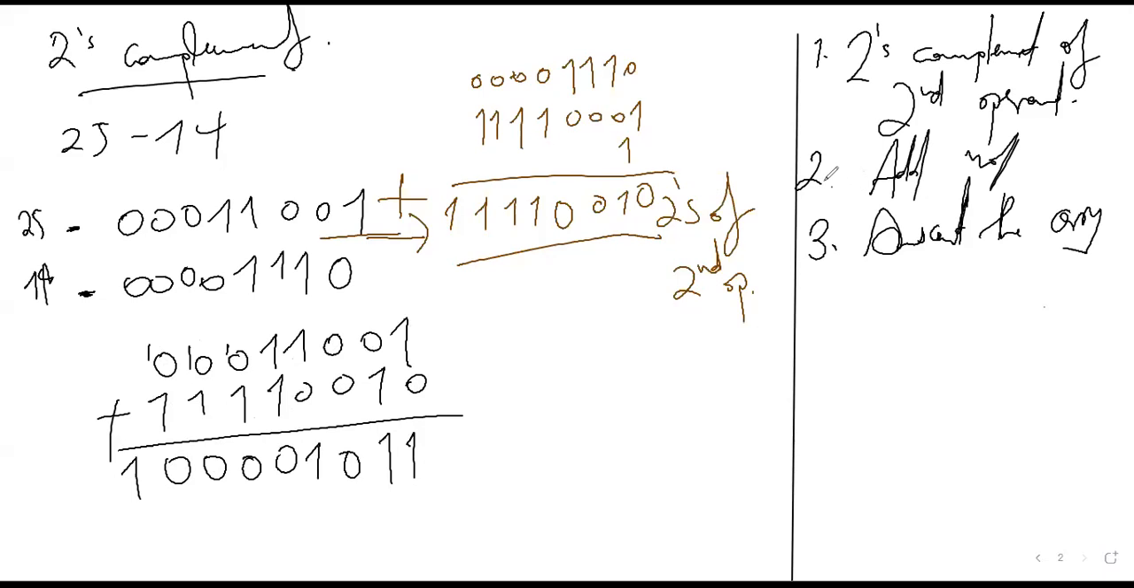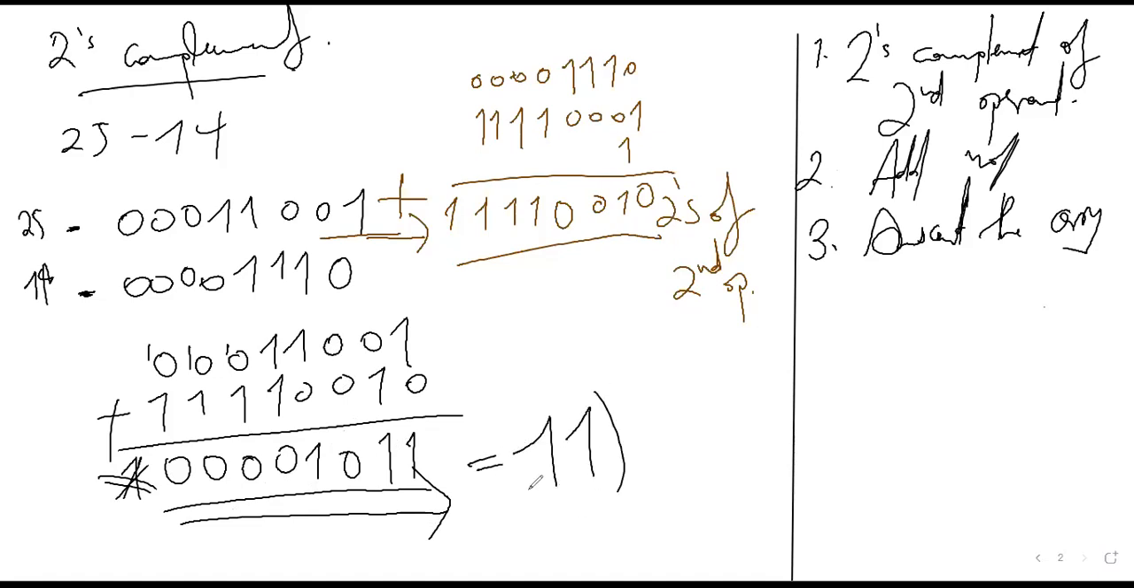We go on to step number 3, discard the carry. So we remove this. We are left with this value. What is this value in binary? This value in binary is 8, 4, 2, 1, 8, 10, 11. What is 25 minus 14? 25 minus 14 is equal to 11. So it means my complements are working very well.